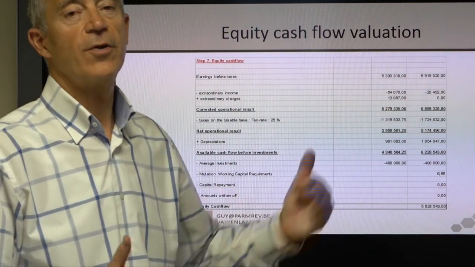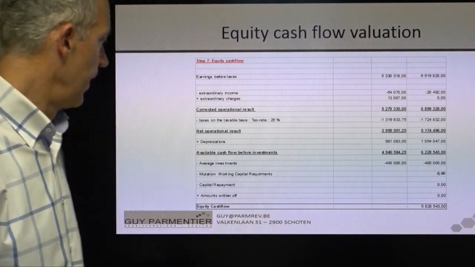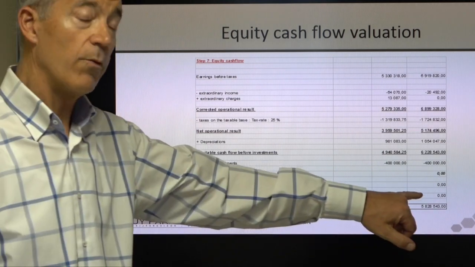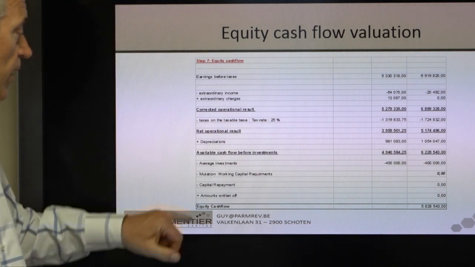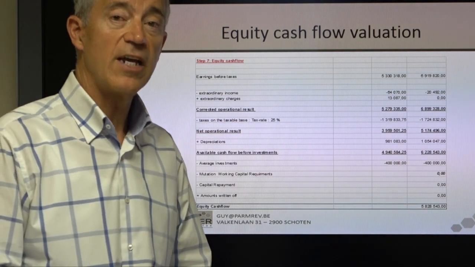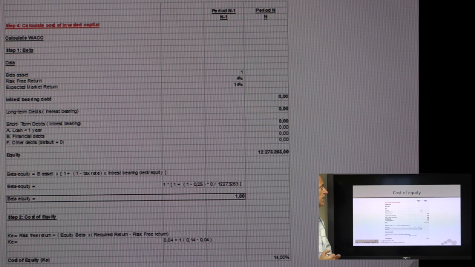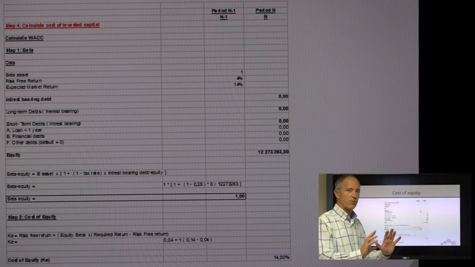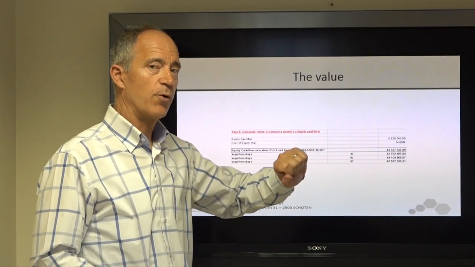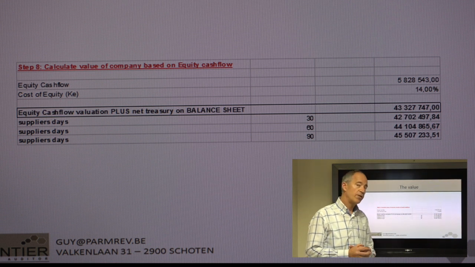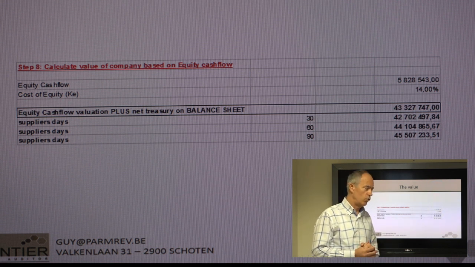Remember, this is an easy company with no outstanding debts, so capital repayment is 0 in this example. And we see amounts written off 0. Remember, it's always 0 if it's taken into the working capital requirement mutation. So the equity cash flow here is 5.8 million euros. In session 5, I will explain how you have to calculate the cost of equity. Now, let's take the cost of equity here at 14%. Here we have the value of the company. If your equity cash flow is 5.8 million euros and you have 14% cost of equity, the value of the company will be 43 million euros.